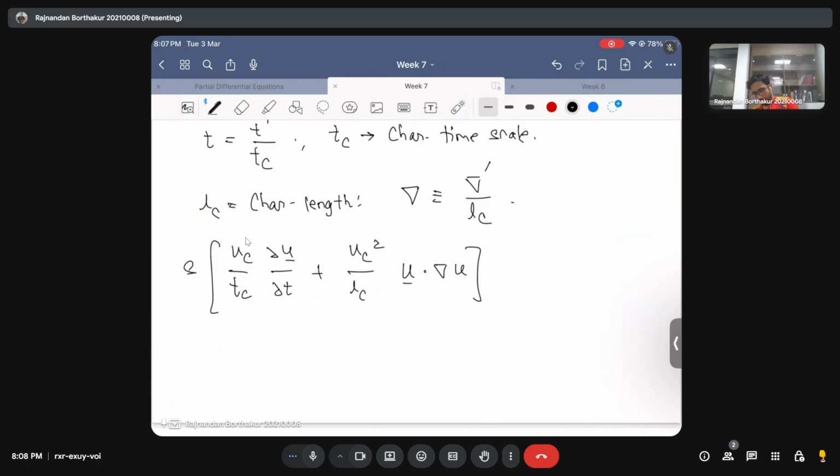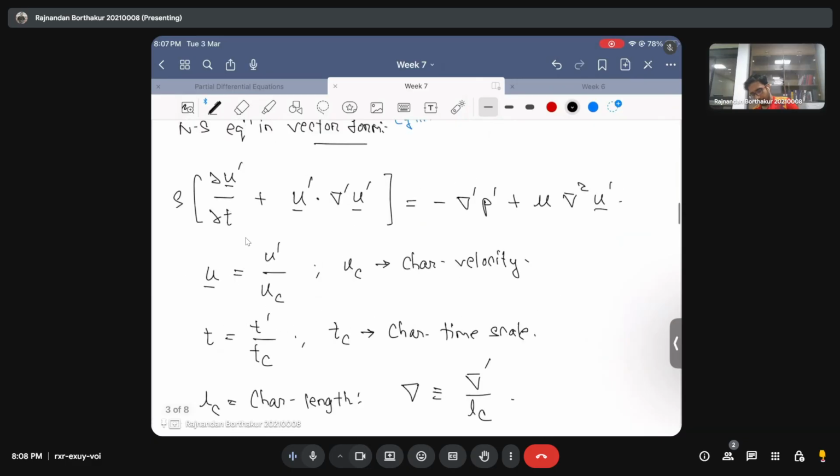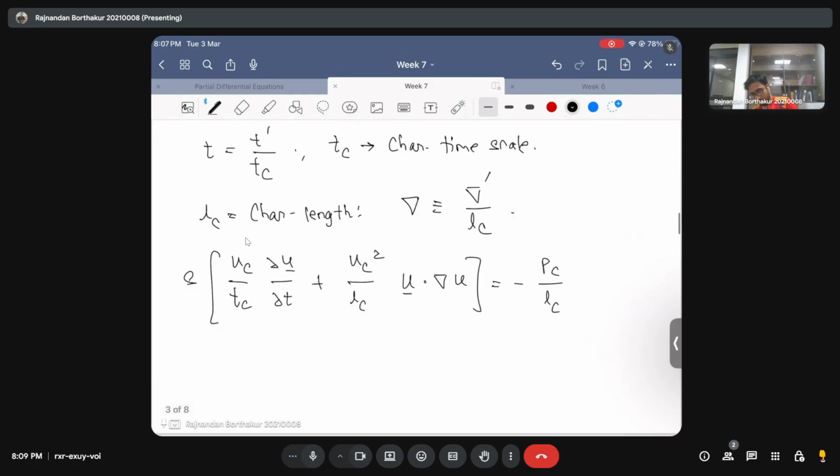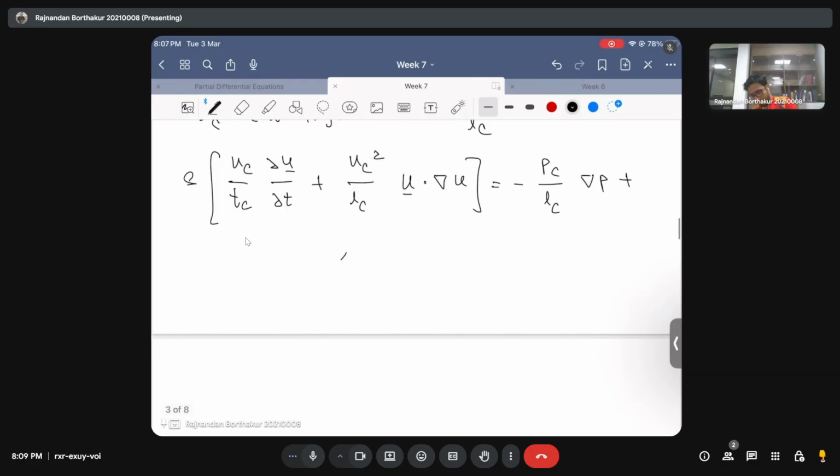Okay, from pressure I'll get minus pc by lc, where I'll call pc as my characteristic pressure. Maybe I'll write it down here. So pc is my characteristic pressure. Okay, so this is going to be pc by lc times gradient of p plus mu uc by lc squared del square v. Okay, that's it. That's the non-dimensional equation by taking out the scales basically.